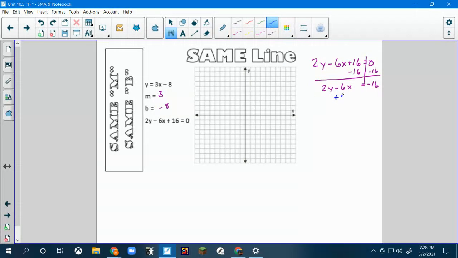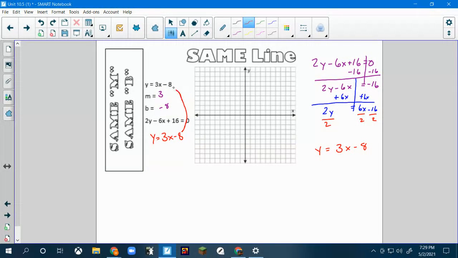Next, we want to get rid of the x. 2y equals 6x, I just forgot to add 6x over here, minus 16. And then lastly, let's divide by 2. So we get y equals 3x minus 16 divided by 2 is 8. That's our second equation. Y equals 3x minus 8.